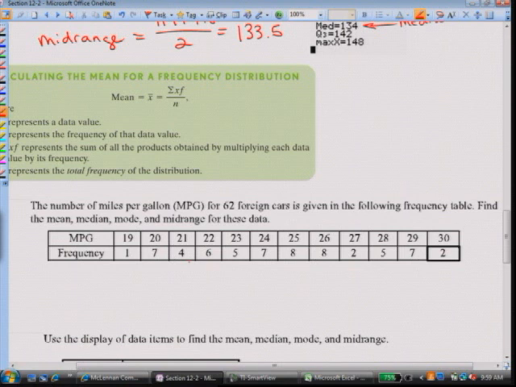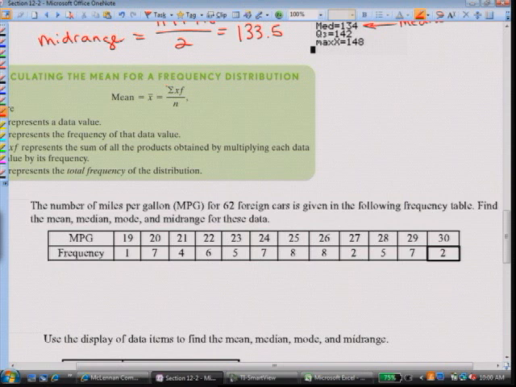And so what that means is that 20 occurred 7 times. So if you were calculating the average, you would have to add 20 7 times, which is the same as multiplying 20 by 7, right? So that's why, when calculating the mean for the frequency distribution, if you take the number, which is 20, times its frequency, and then add it up, that'll work also.